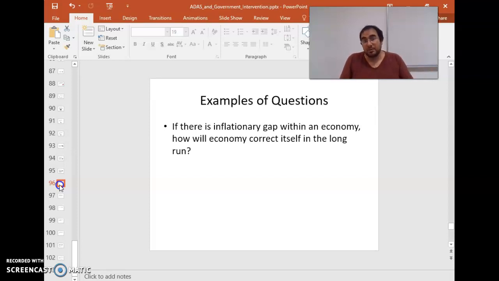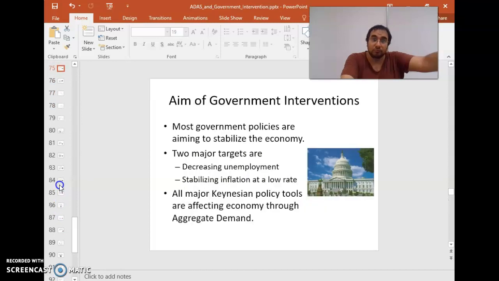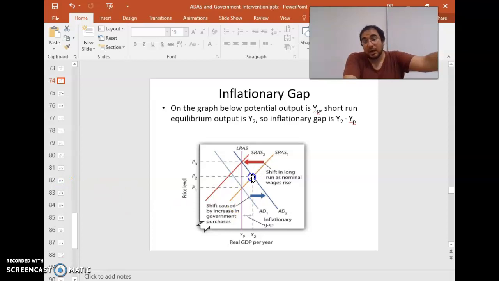If there's an inflationary gap within the economic system, how will the economy correct itself in the long run? If there's an inflationary gap, that means the output level is higher than the potential output level. In that case, there will be inflation. That inflation will increase the expected inflation rate. As the expected inflation rate increases, the short-run aggregate supply will shift, and with some fluctuations, it will bring the economic system back to the potential output level. So the economy will be corrected by the decrease in the short-run aggregate supply as a result of the increase in the expected inflation rate.